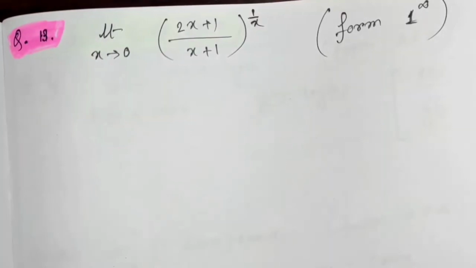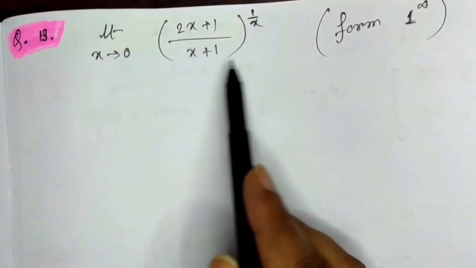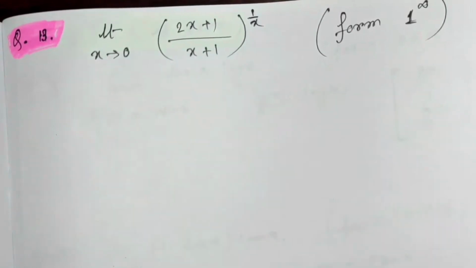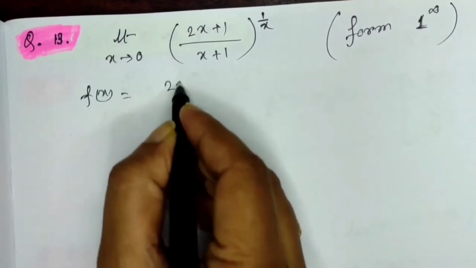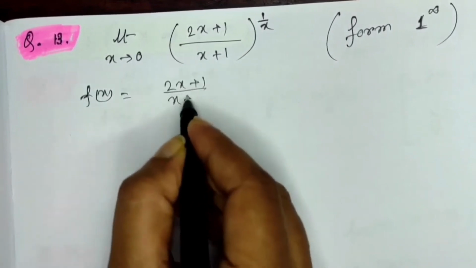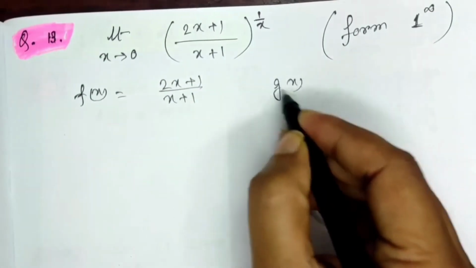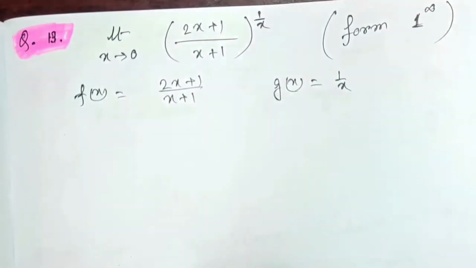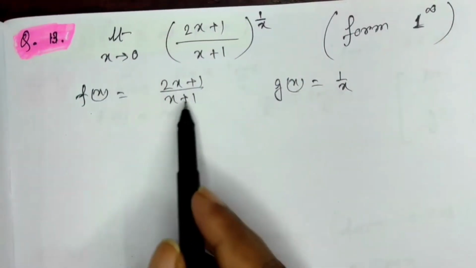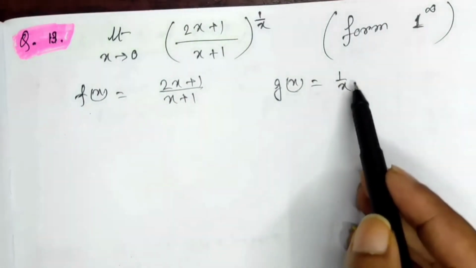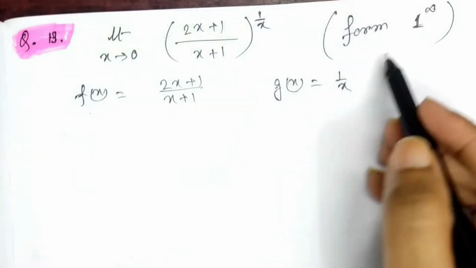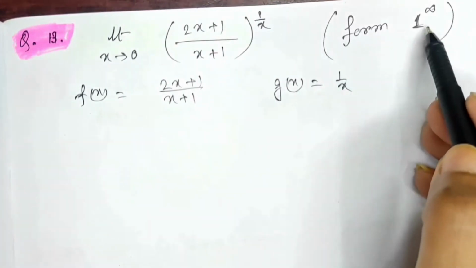One more example, that is the limit x tends to 0 of 2x plus 1 divided by x plus 1, whole to the power of 1 by x. Here f(x) is nothing but 2x plus 1 divided by x plus 1, and g(x) is equal to 1 upon x. When x tends to 0, this value is 1, and for x tends to 0, this value is infinity. So it is in the form of 1 to the power of infinity.